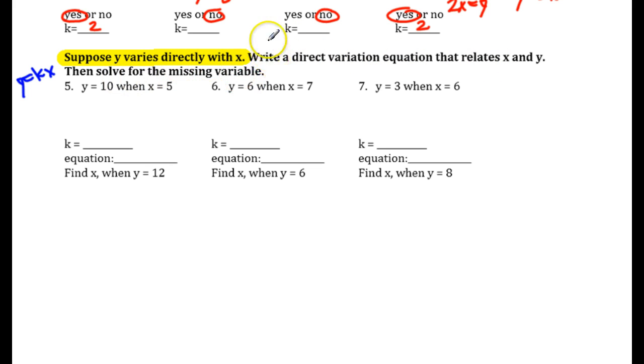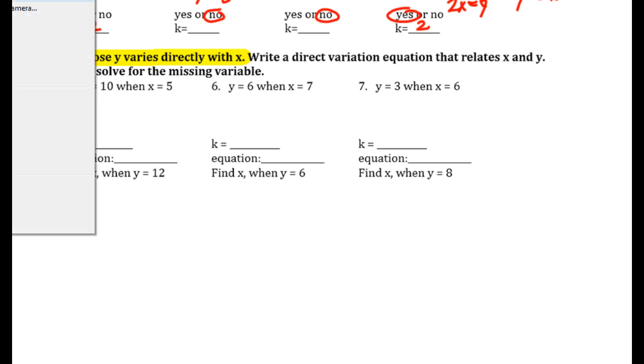Then solve for the missing variable. Alright, so this is a two-part problem. Okay, they're going to give us some information. They're going to give us the y and the x. We're going to plug it into the formula, solve for the k. Then once we find the k, we're going to plug it into an equation and then use that new equation to solve for one of the variables. Okay, but it's all about finding the k first because you have to know how much it's changing by. Alright, so if we go through here, let me enlarge this real quick.